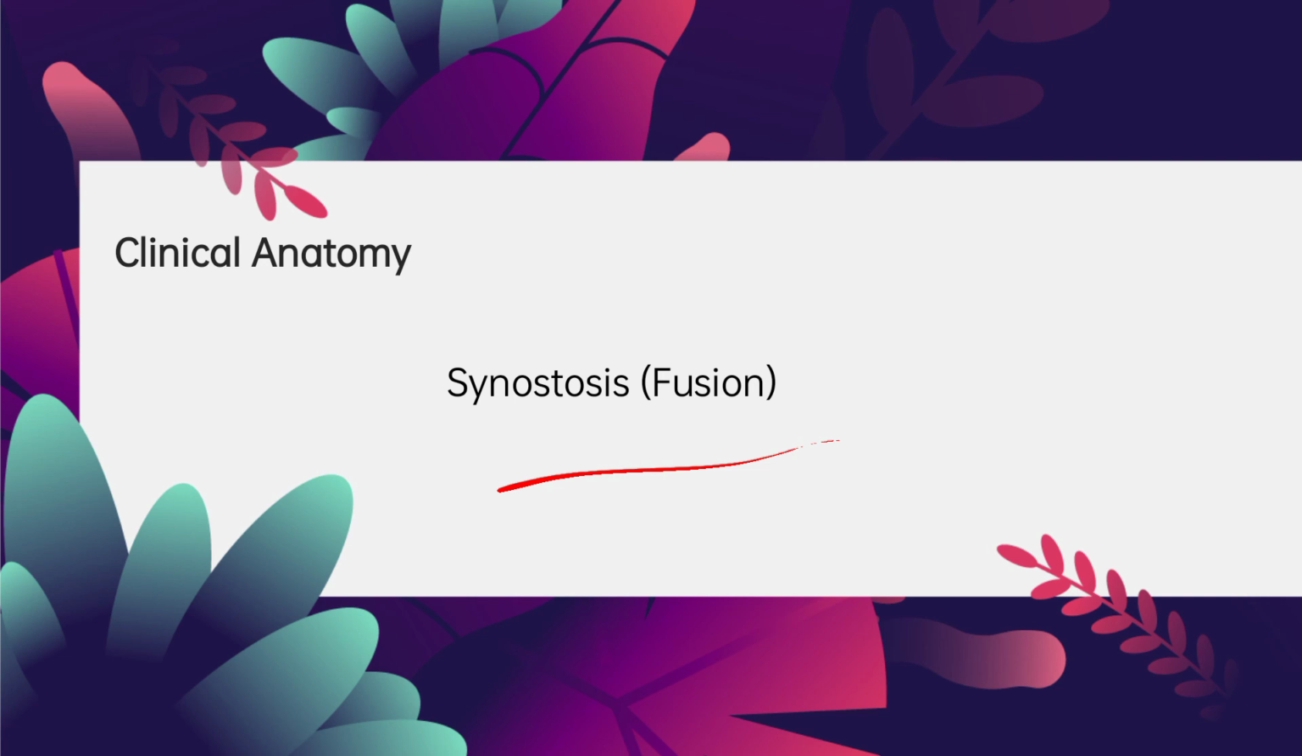Now what is synostosis? It is also fusion. When there is fusion of the upper end of the radius and ulna, pronation is not possible at all because the head of the radius does not cross over the ulna due to synostosis.